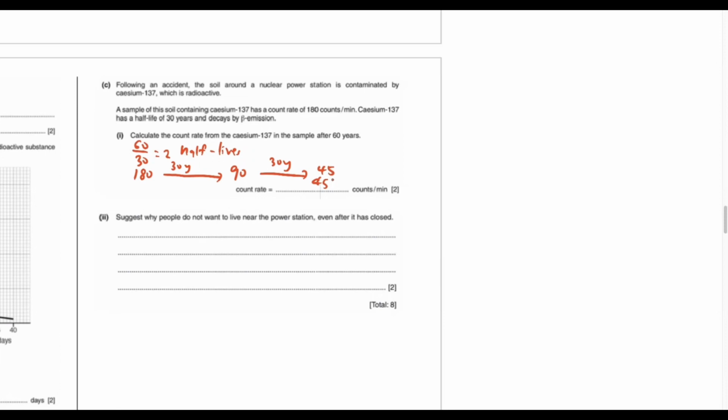Suggest why people do not want to live near the power station even after it has closed. So of course, this is gamma ray. They're scared that gamma rays may come out. Okay, so reasonable. They may have radiation from the factory.